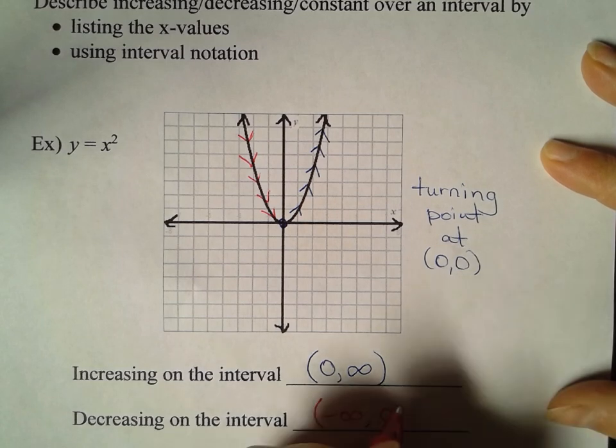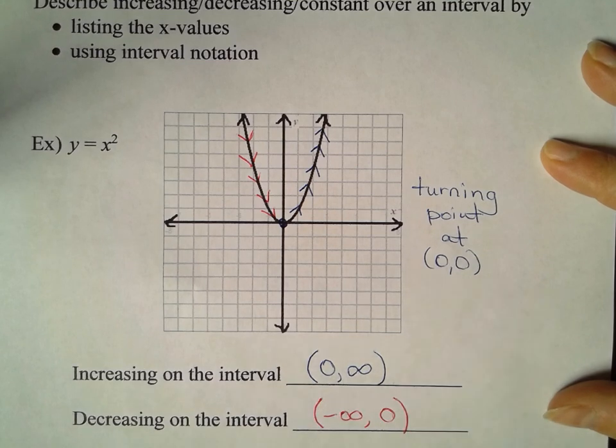And the same thing applies here. You could use the square bracket or the parentheses. It doesn't really matter whether you include the point in the middle, the turning point. I'm going to choose to use the parentheses today.